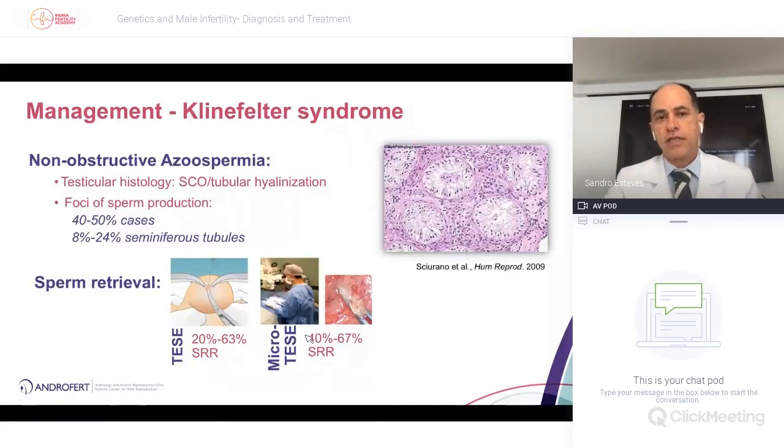But today, it's important for you to know that Klinefelter syndrome patients might have sperm. And if you have the option to offer these patients microsurgical sperm retrieval, that will be the best chance for these patients to have sperm.